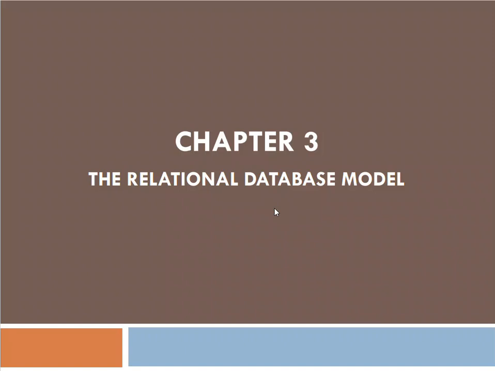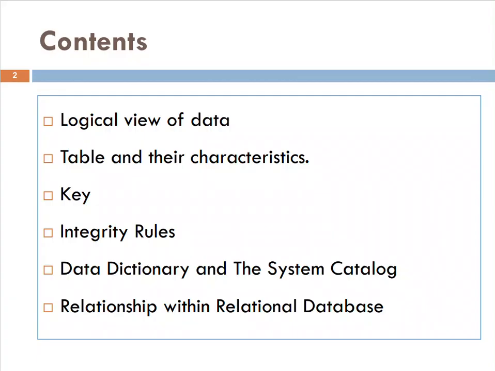Proceed with chapter 3, the relational database model. In this chapter, we are going to look at the logical view of data, tables and their characteristics, key integrity rules, data dictionary and the system catalog, relationship within relational database.